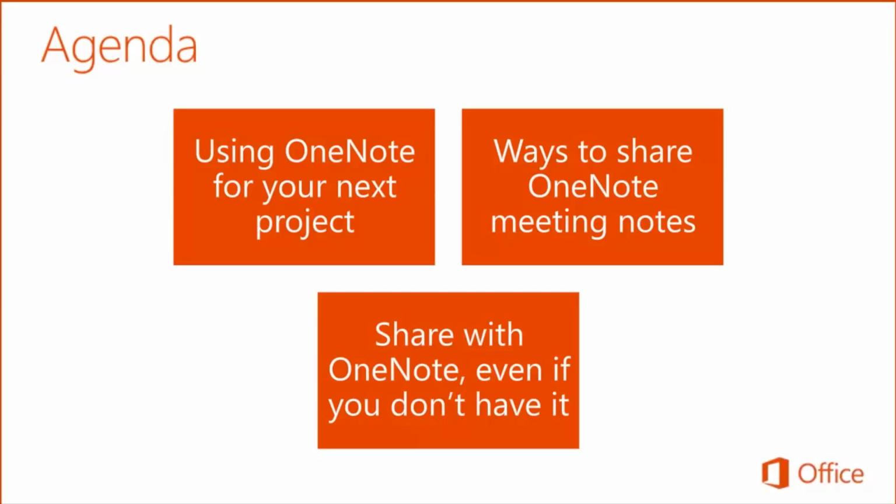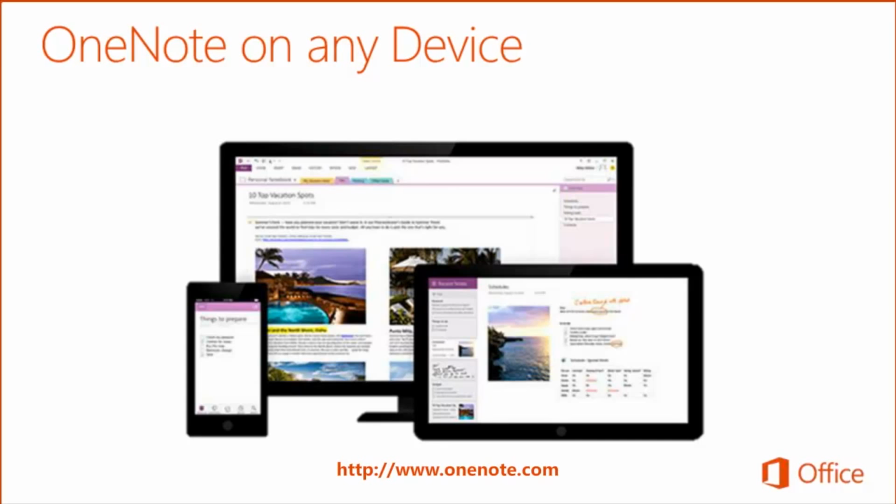So what we're going to look at is how you can consolidate all that crucial information into one place, link it with your OneDrive so that you can share this virtual notebook with not only yourself but with other people and using other devices as well. We're going to look at using OneNote for your projects, the ways to share your OneNotes and your meeting notes, and how to do it even if you don't have OneDrive to put it on. And that's what we're going to do today.